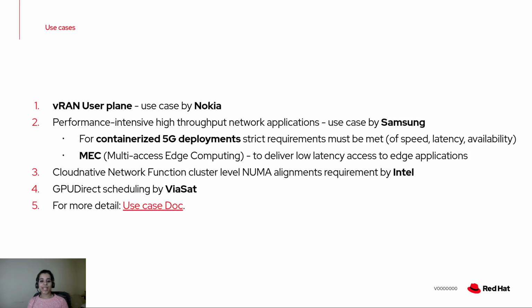GPU direct scheduling use case by Viasat requires direct GPU to NIC transfer over PCIe instead of going through CPUs. For detailed information on these use cases, and actually a little more than that which I've been able to capture here, please refer to the use case doc that I've linked here. In this document, you'll find NVIDIA's very interesting way of preventing topology affinity error, and I'd highly recommend you read through it. It gives you an insight into what you need to do to avoid this error, and they've done it in a brilliant way. It's just a really nice read.